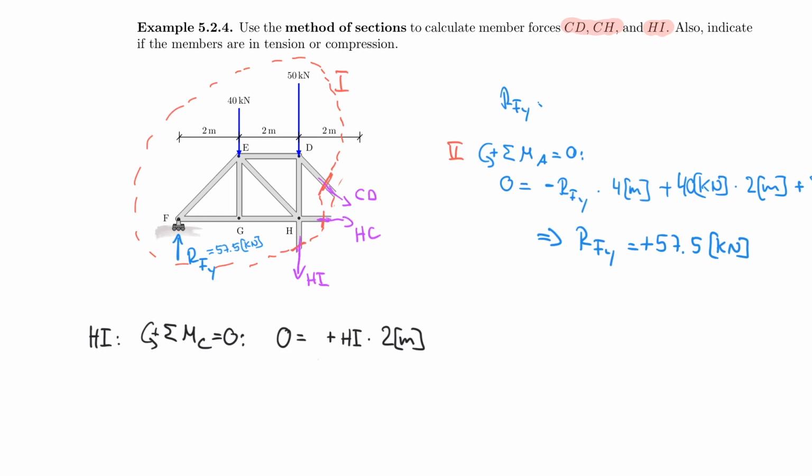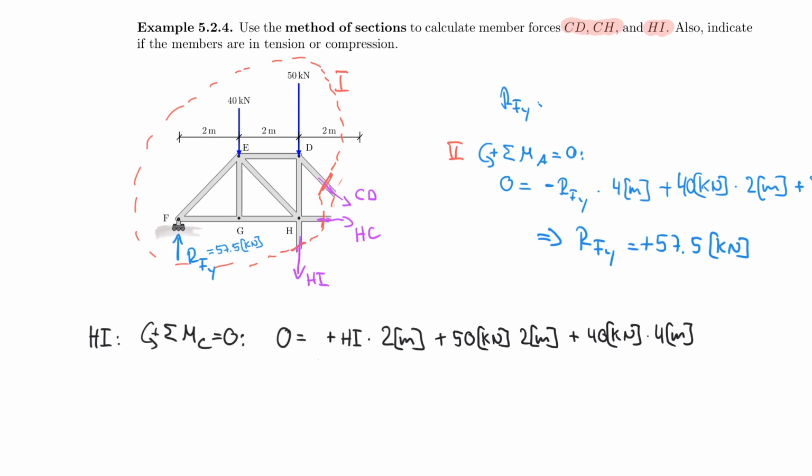Now I have to include all the other ones. So let's start with the 50 kilonewton, which also has a lever arm of 2 meters. So 2 meters is turning also positive. Then I have the 40 kilonewton, which has to be multiplied by 4 meters. And that is also turning counterclockwise, so therefore positive.